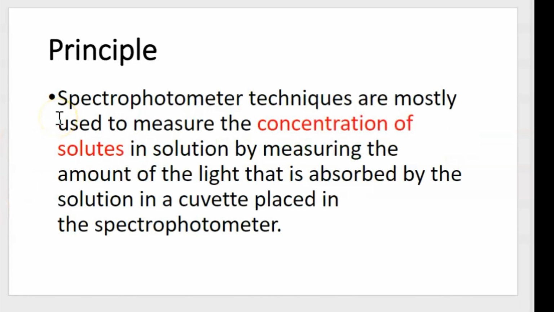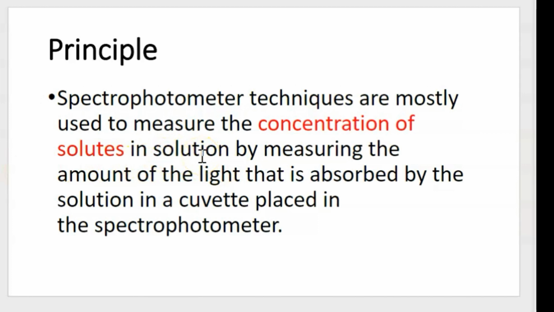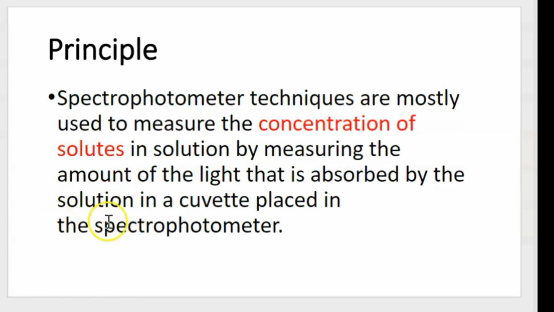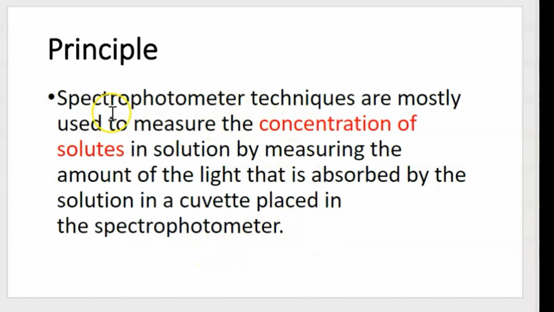The principle of spectrophotometer. Spectrophotometer techniques are mostly used to measure the concentration of solutes in solution. The solution is basically our test solution, and we measure the amount of light that is absorbed by the solution. The test solution is placed in a cuvette in the spectrophotometer, which measures the amount of light absorbed from the sample.